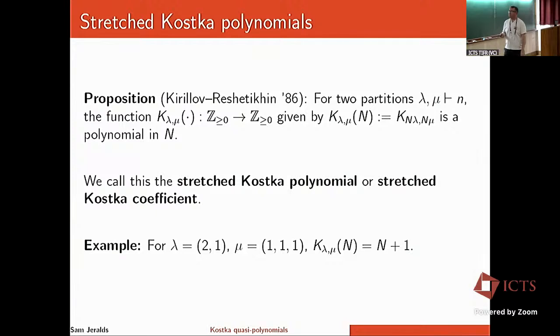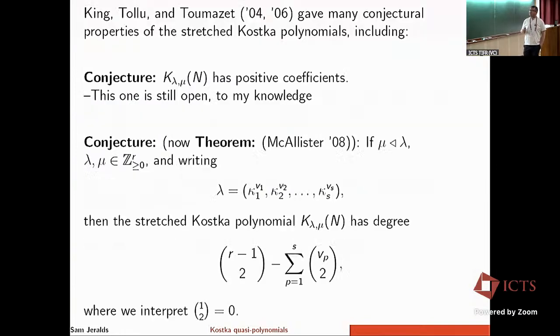Okay. So we have a polynomial. The question is, what can we learn about it? What kind of features do these polynomials have? And this was really featured in a lot of work by King, Tollu, and Toumazet in like 2004, 2006. They did a very close study of these polynomials, gave a number of conjectures. So the first conjecture is that these stretched Kostka polynomials have positive coefficients. To my knowledge, this is still open.